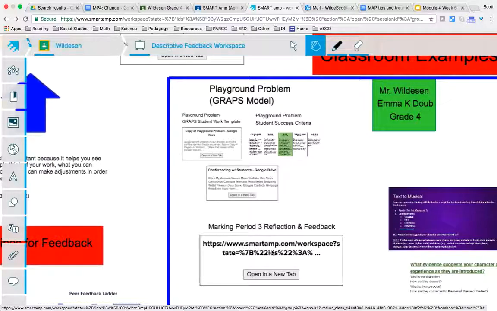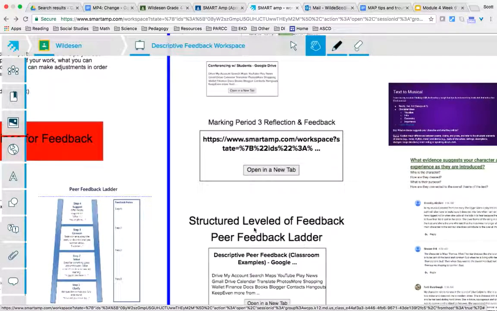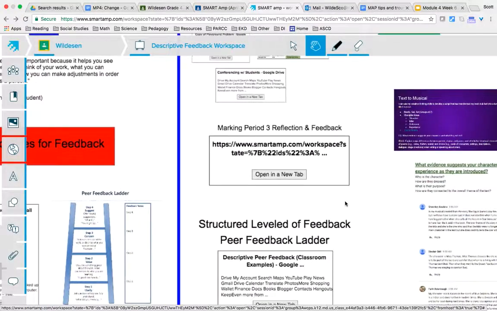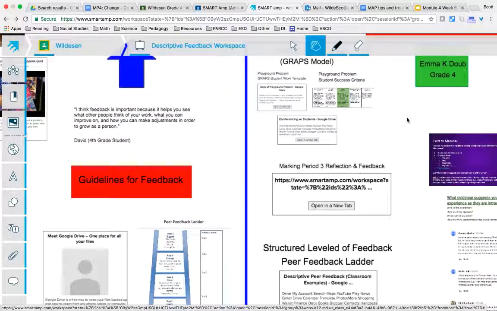They also need to have feedback for each other, so peer-to-peer feedback, and that seems to be the one that they really like, hearing what their classmates have to say about how they are doing and what they're working on. Down here, this is a little bit more description of the peer feedback ladder and a way to go about that. And then over here, where it says text to musical, that is just a different activity that we did.